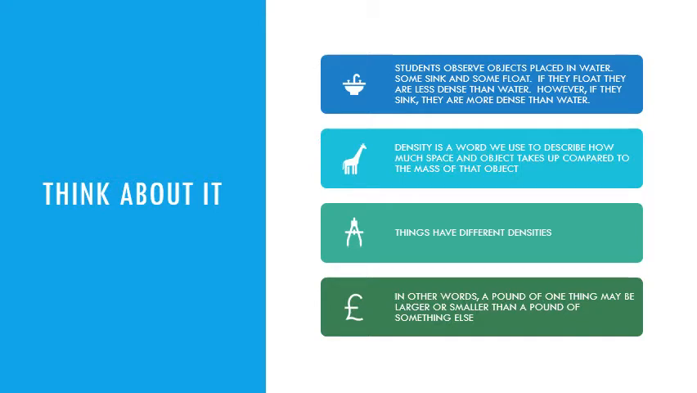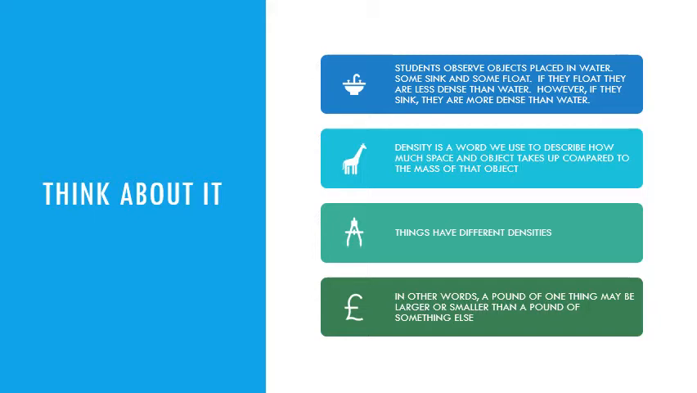Think about it. Students are going to observe objects placed in water. Some will sink and some will float. If they float, they are less dense than water. However, if they sink, they are more dense than water. Density is a word we use to describe how much space an object takes up compared to the mass of the object.